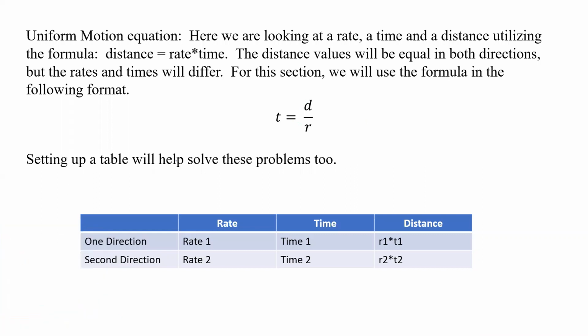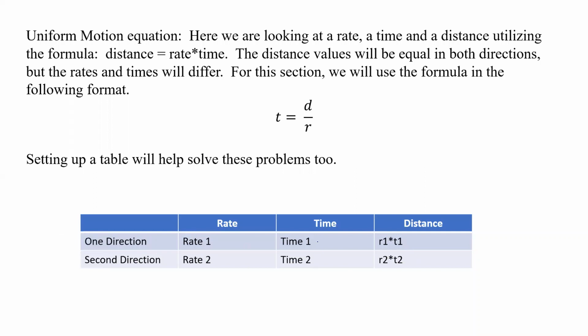So to set up a table, we're going to solve these problems with tables again. And so we'll have one direction, a second direction. You're going to have a distance each direction, a time each direction, and a rate each direction. And so you fill in the appropriate values. Usually they give you a distance, so you just put in a number here.